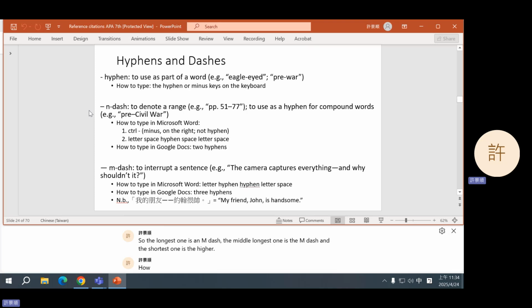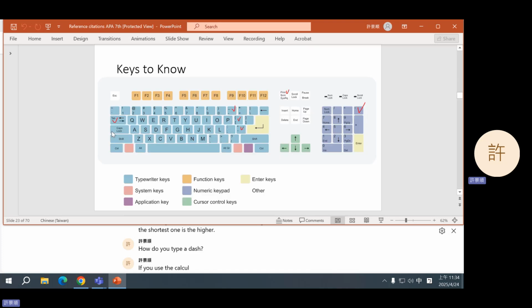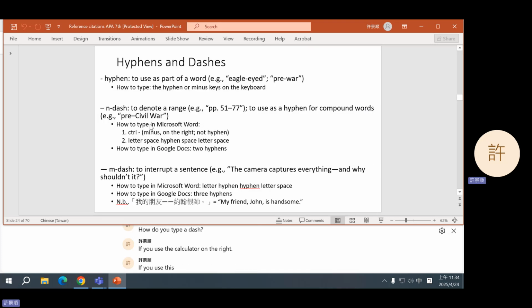How do you type an n dash? First of all, it's different in Microsoft Word and in Google Docs. Google Docs is very easy. Just type two hyphens, and it will automatically join them. So easy. Microsoft Word is a little bit harder. There are two ways to do this in Microsoft Word.